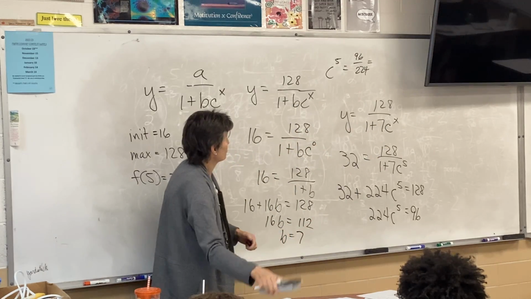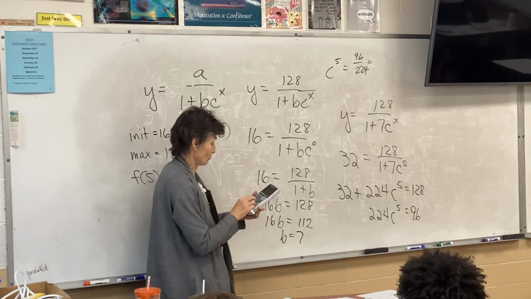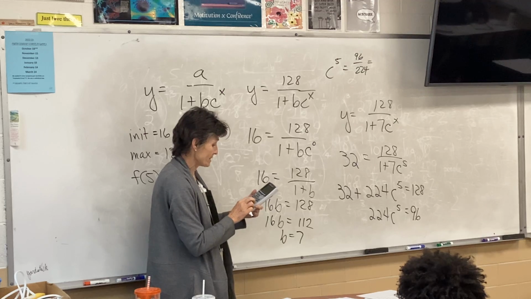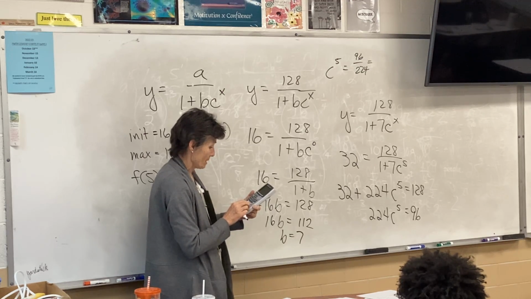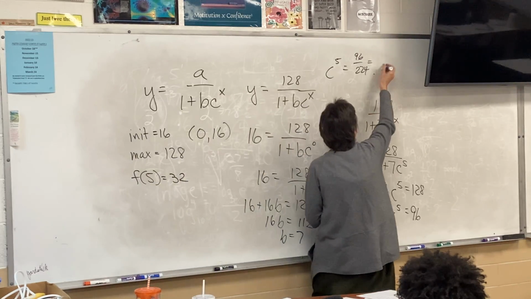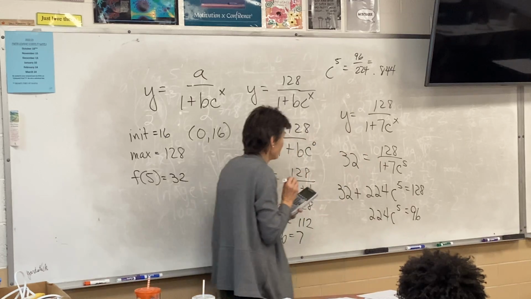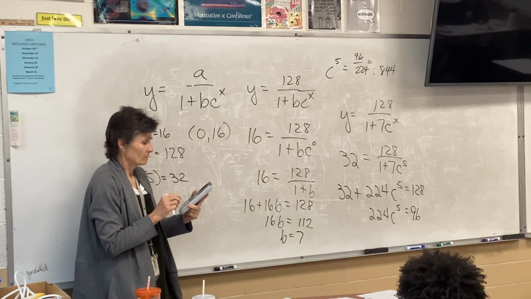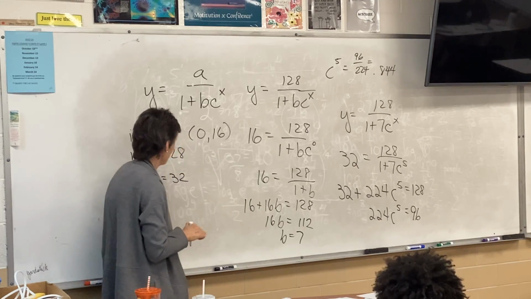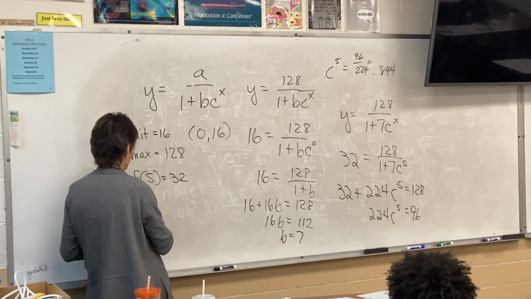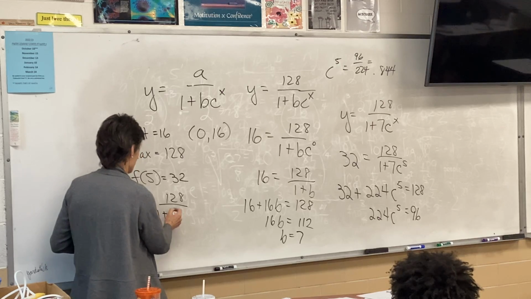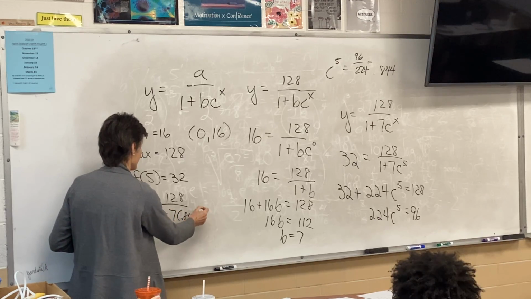I don't think that's a fifth power, so we're going to have to do some calculator work here. We're going to have to take the fifth root of that. So 96 divided by 224 raised to the 1/5 power. I got 0.844. Anybody else get that? That's right. So my final answer, Lucy, after all that, is 128 over 1 plus 7.844 to the x.